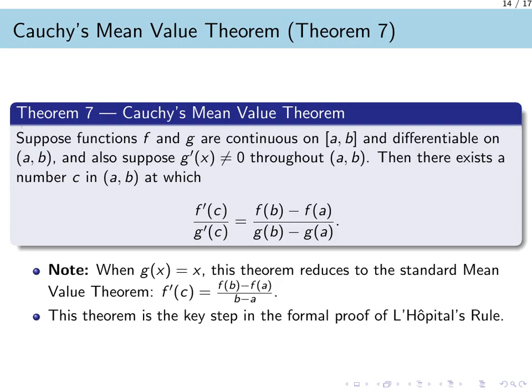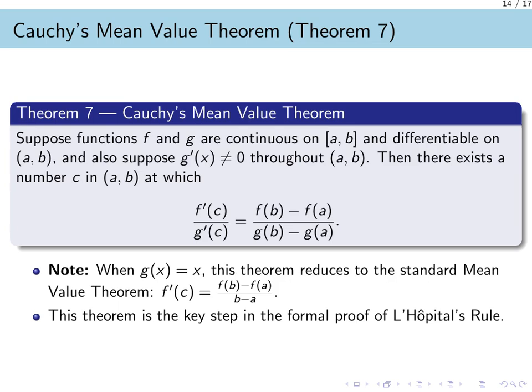Now we will look at Cauchy's mean value theorem, a powerful generalization of the standard mean value theorem that applies to a pair of functions. It begins with two functions, f and g, that are continuous over a closed interval from a to b and differentiable on the open interval between them. We add one more important condition. The derivative of g must never be 0 inside that interval.